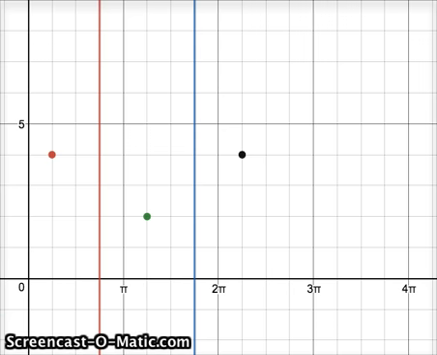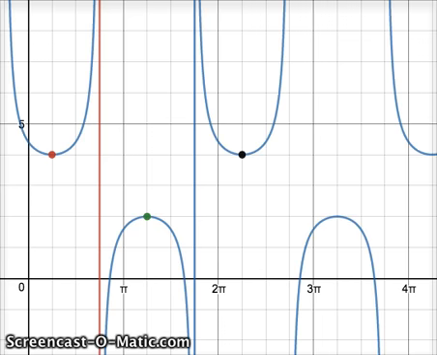That's secant of x minus pi over 4 plus 3. And here that graph is, and you can see each of those 3 points indeed was a peak, and then the curves head up to the asymptotes. And that will conclude this lesson.